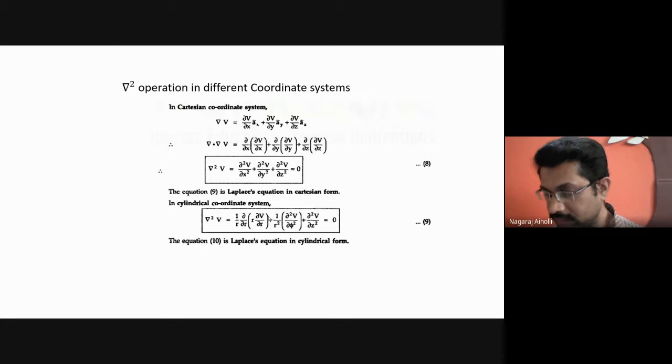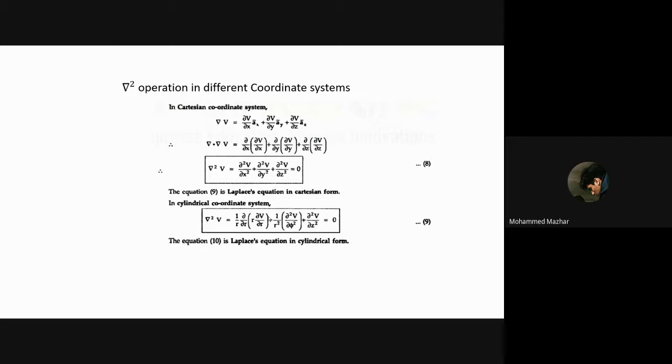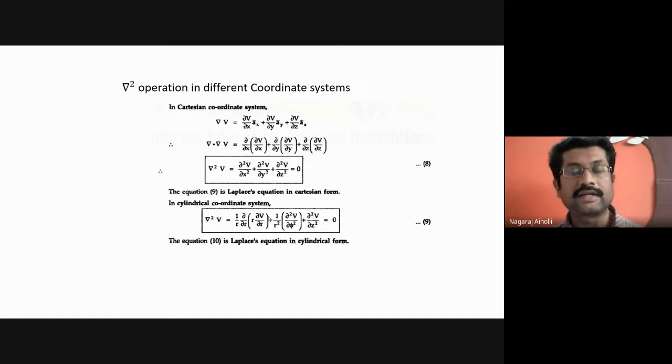Rho, phi and z. Yes, rho, phi and z, or r, phi and z. You can take any one, but follow one convention. Either you take it as rho or r. In some books they give it as rho, in some books they give it as r. Follow one convention and use it throughout so that there is no confusion.